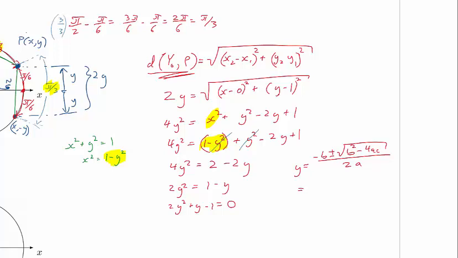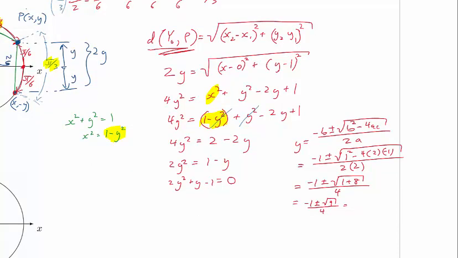Okay. So now we just plug everything in. We have negative 1 plus or minus the square root of 1 squared, which is just 1, minus 4 times 2 times negative 1, all divided by 2 times a. Okay. Do a little simplification here, you get this. Subtracting, then adding, you get these two numbers, which simplifies to negative 1 and positive 1/2.